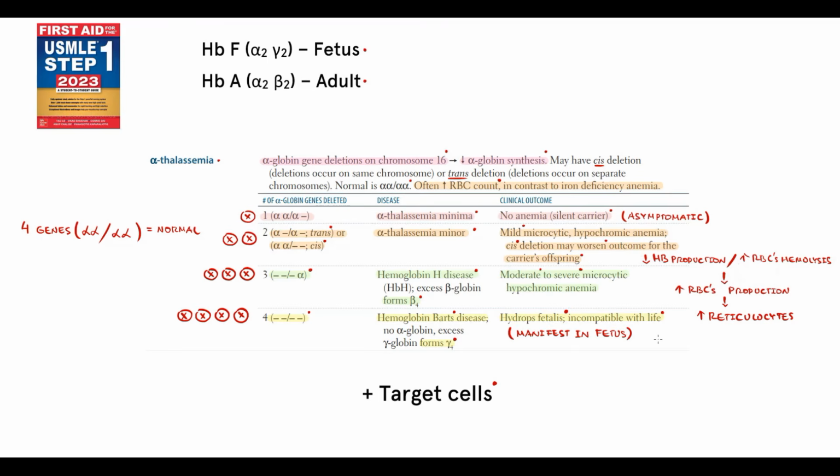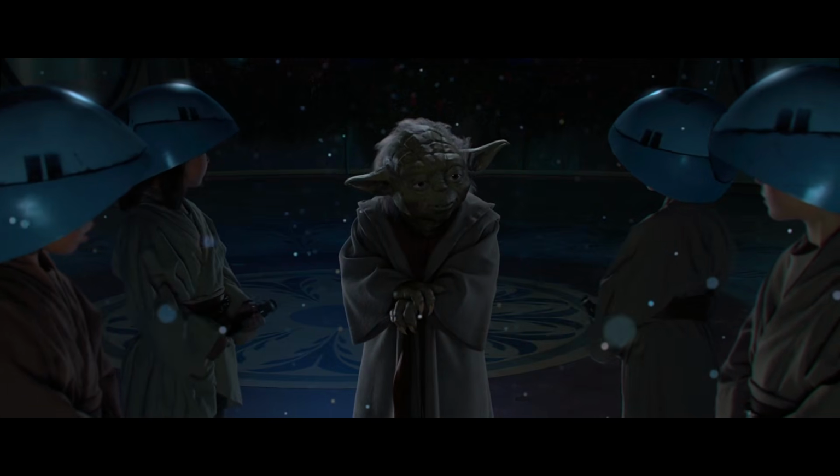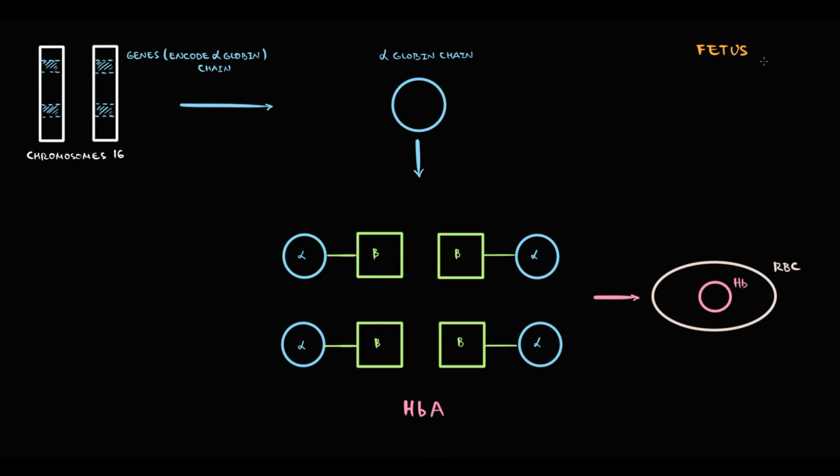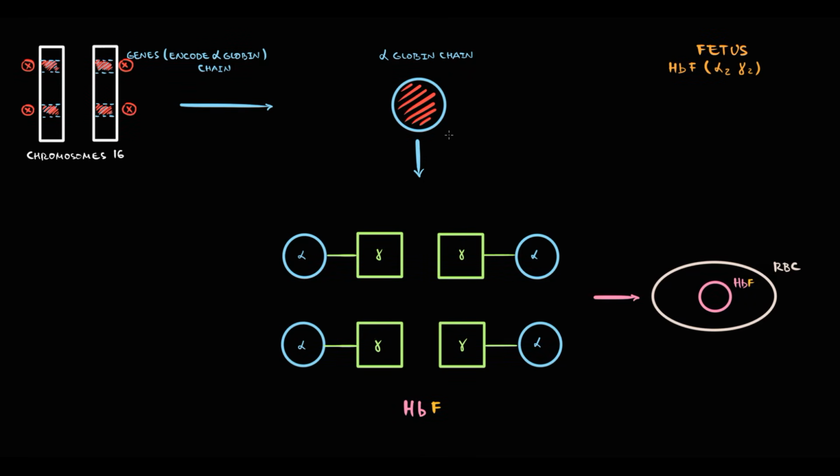So let's explain this. How can this be? Recall that fetus has fetal hemoglobin, which is composed of 2 alpha chains and 2 gamma chains. So instead of beta chains, fetus has gamma chains, and in fetus, hemoglobin F is the major form of hemoglobin. So if deletion of all 4 alpha genes occurs, this causes complete disruption of alpha-globin chain production.